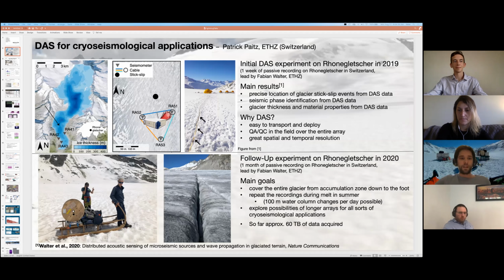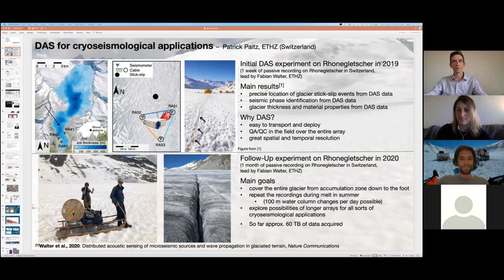We recorded less than a week of data during winter time. With that data, we were able to precisely locate glacier stick-slip icequakes, pick seismic phases, and estimate glacier thicknesses and material properties, just based on the DAS passive recordings. Because the first experiment provided quite useful insights, especially on the practical side, that it's easy to transport and deploy fiber over large distances on the glacier, with great temporal and spatial resolution on the data acquisition side, we went back this summer with a larger installation and deployed 12 kilometers of fiber.